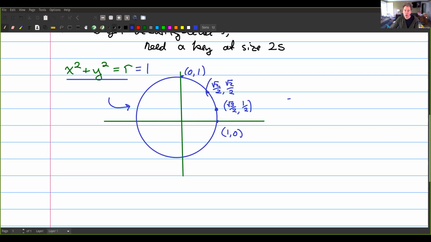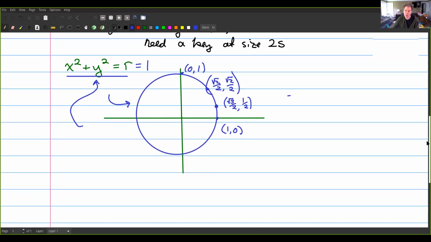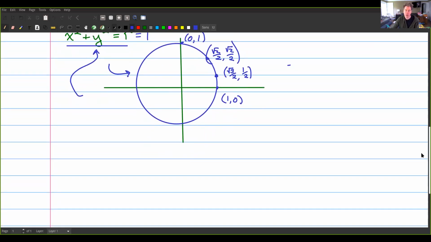So what is it that makes one of these points be on the circle? Those points are on the circle because they're all solutions to this equation. So you can think of the solutions of this equation being a set, and in this case we can draw a picture. There's lots of other equations that we could draw.